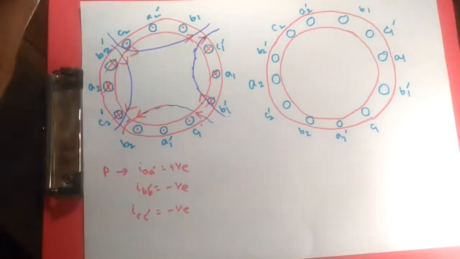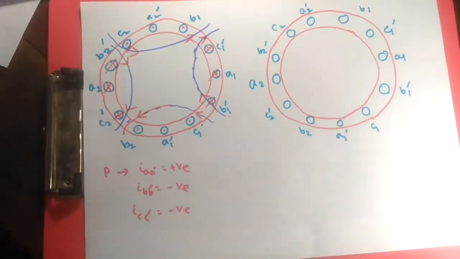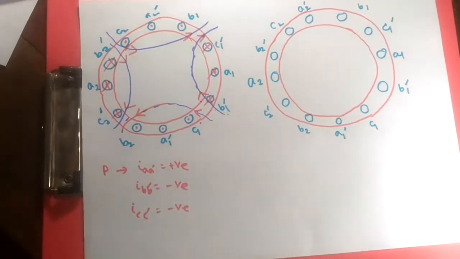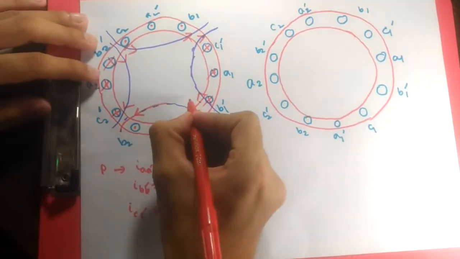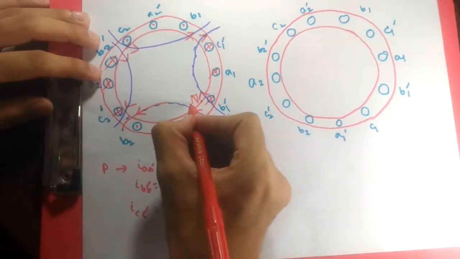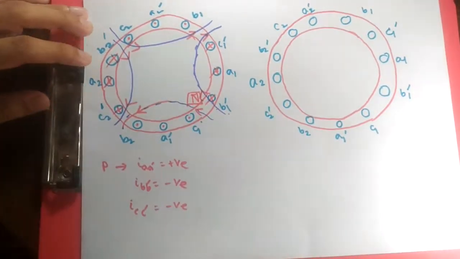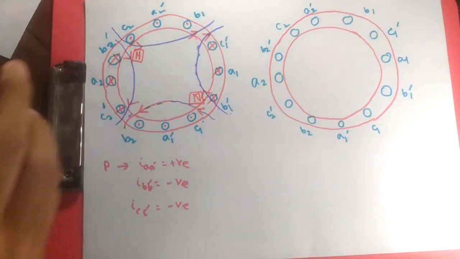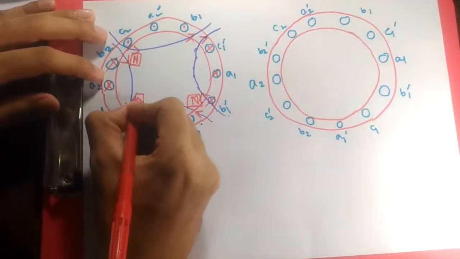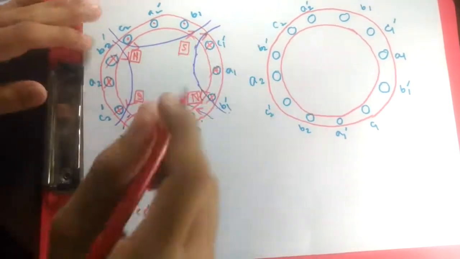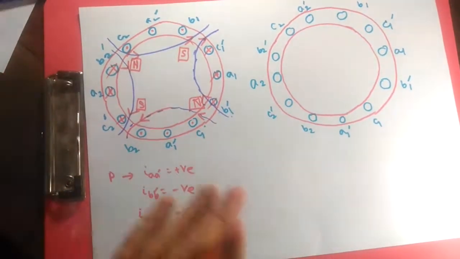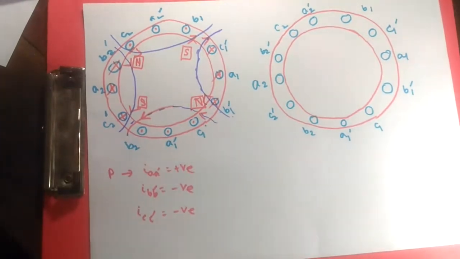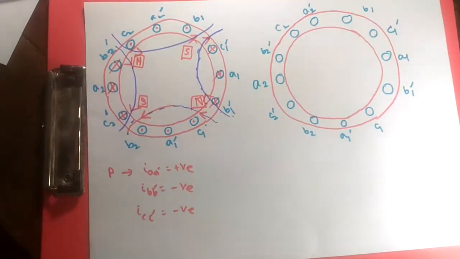So what do we call them? We call them poles. Where the magnetic field vector is entering, we call it a north pole. So this is a north pole, and this is another north pole, and where it is leaving we call it a south pole. So this is a south pole, and this is a south pole. And here you see the four poles, that's the four pole we want, that's the four pole we're talking about.